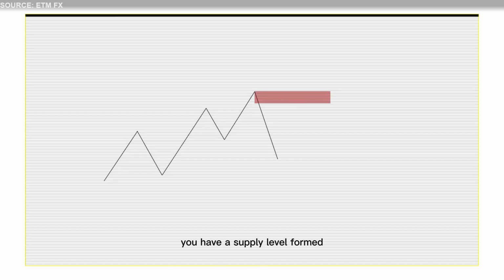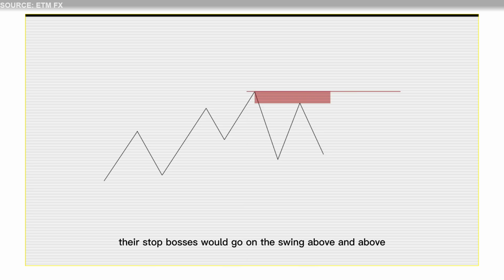See here, you have a supply level formed and price approaches this level and rejects. So now you have evidence that that level was valid and retail traders might be a part of that move. So anybody that purchased price at that level, their stop losses would go on the swing above. And above that swing would be resting the stop losses, which would be your liquidity. And price would be incentivized to attack that level one more time.